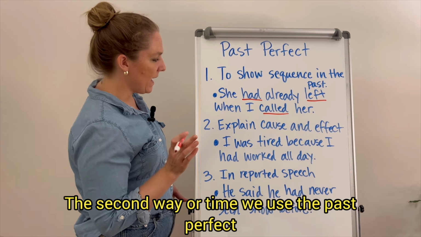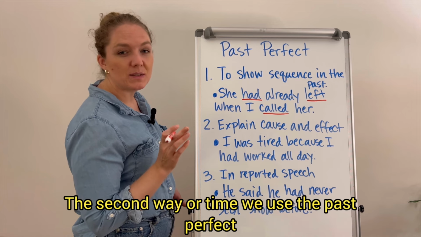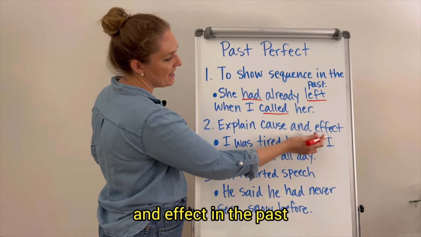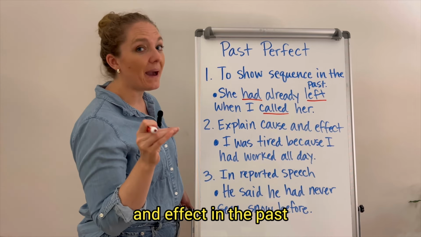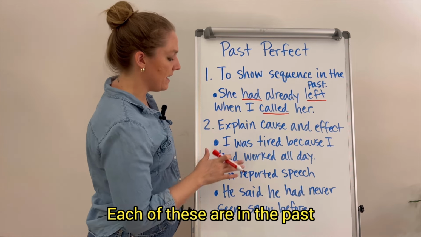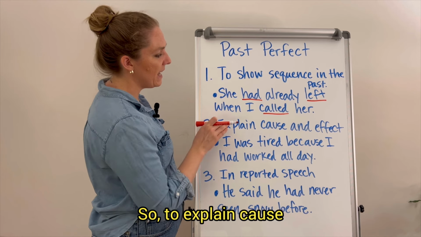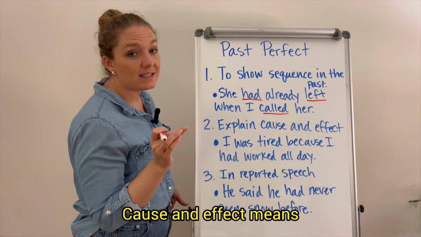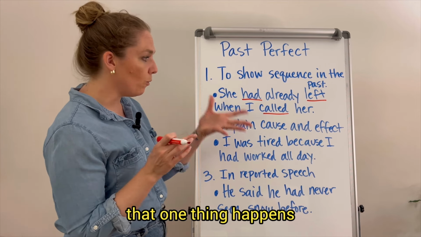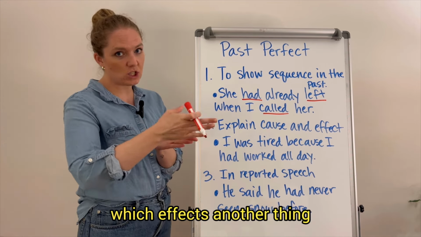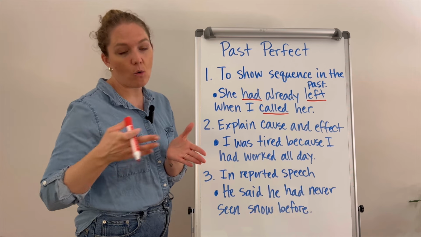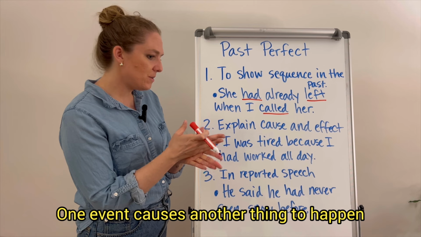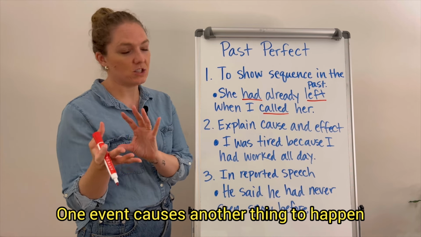The second way or time we use the past perfect is to explain cause and effect in the past. Cause and effect means that one thing happens which affects another thing or causes another thing to happen. One event causes another thing to happen.